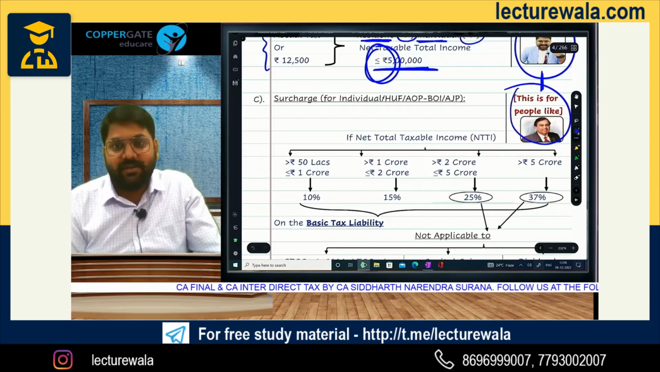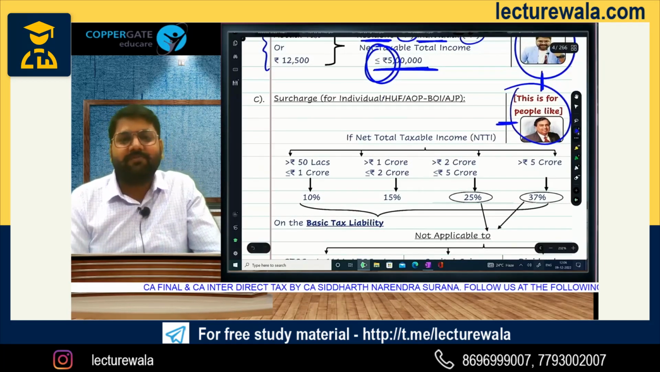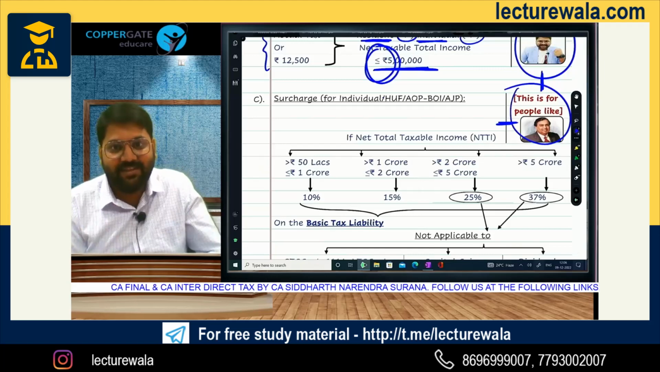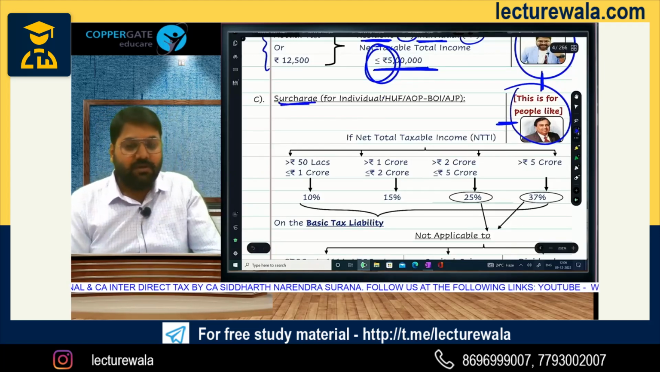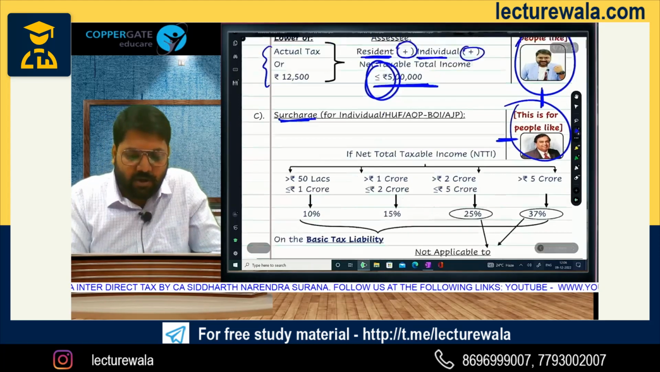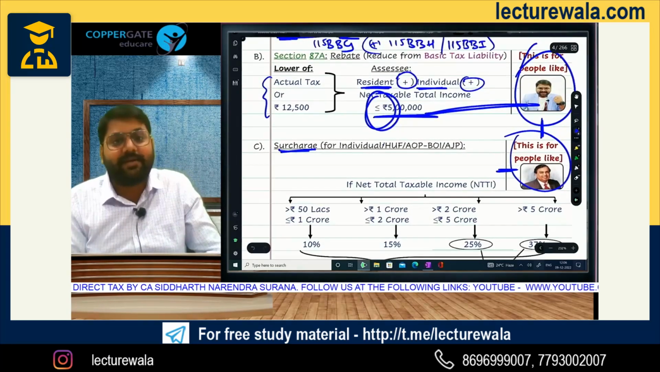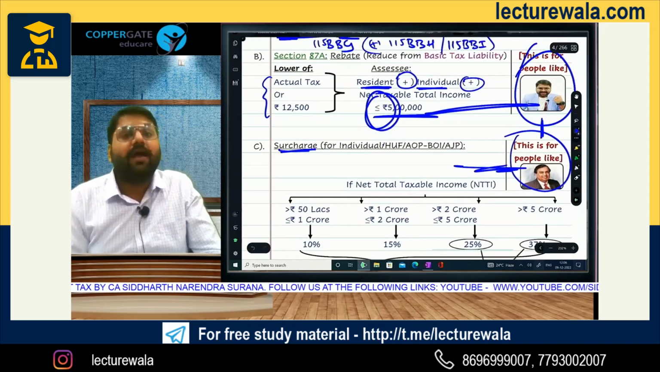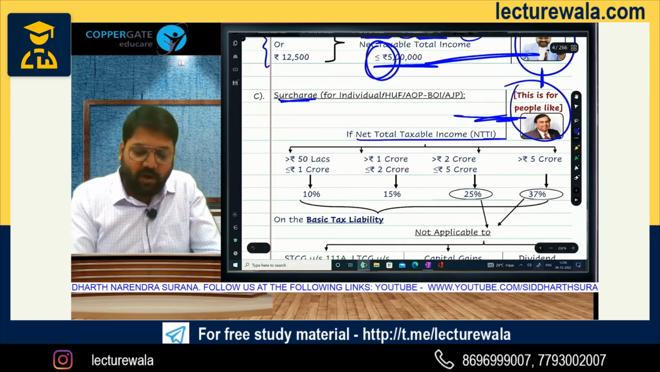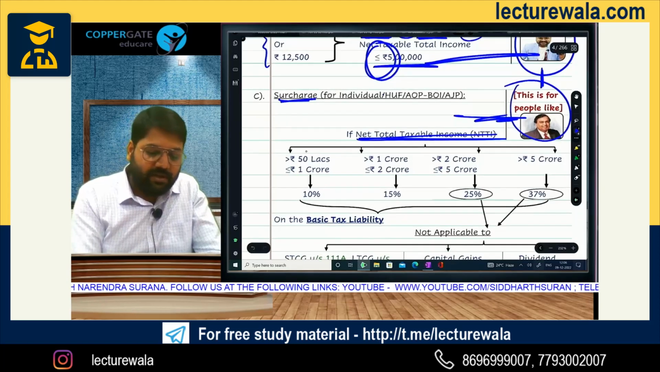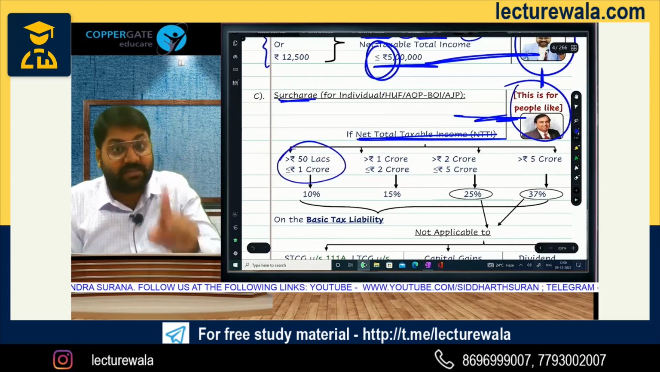When the person is so rich. Now, what do you mean by rich? This guy defines rich. Then you will have to pay an extra tax called surcharge. Basic tax everyone will pay. Those who are poor will take rebate, but those who are rich will pay extra tax called surcharge.